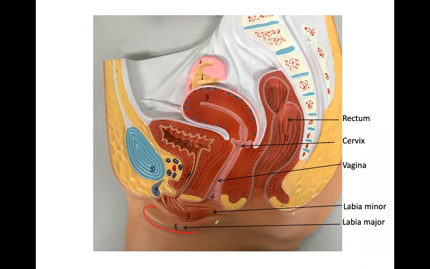External genitalia in female, we have two sets of lips. The outer one that is very similar to the scrotum in male. It's basically skin, and this is referred to as labia major or majora. And the inner folds or inner lips, which are more vascular, called labia minor or labia minora.